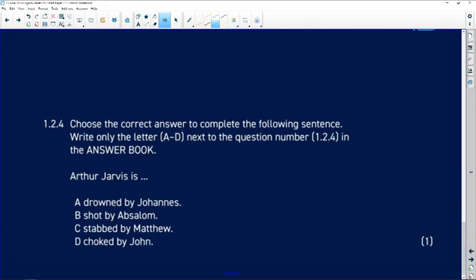We have a multiple choice question. This just tests your knowledge of the book. And remember, you go 1.2.4 and then you choose A, B, C, or D. And if you decide it's B, you just do it like that.